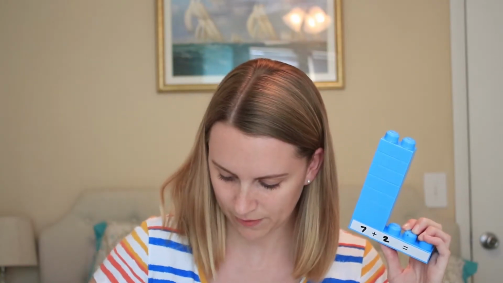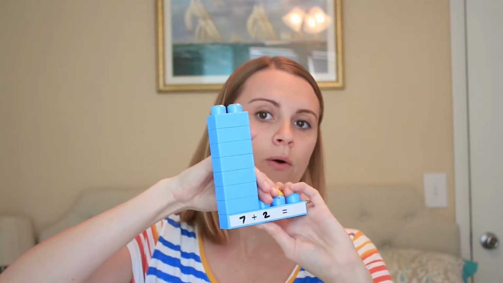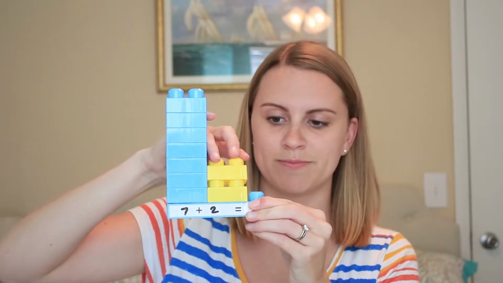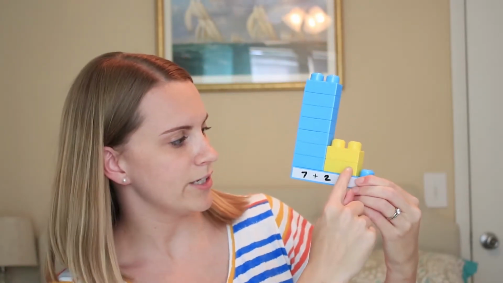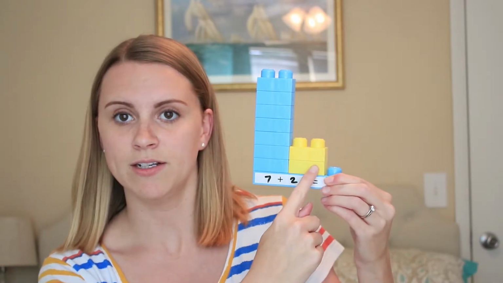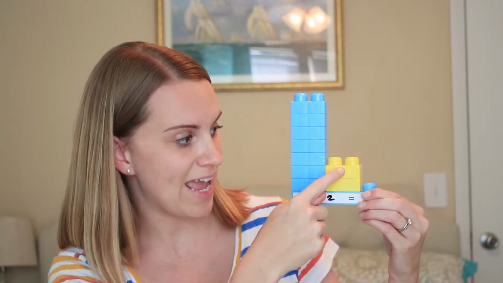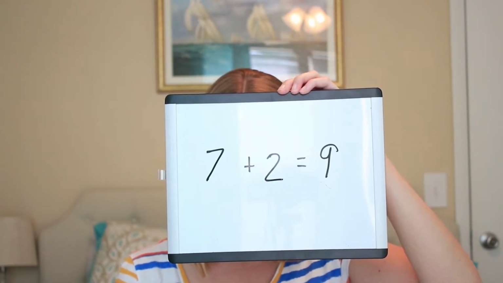So let's add the 1 and 2. So now I have 2 over here. So there's 7 here and 2 over here. So what do we need to do next? We need to add them together, don't we? So that means we need to count all of them together. 1, 2, 3, 4, 5, 6, 7, 8, 9. So our answer is 9. 7 plus 2 equals 9. So write the number 9 down. 7 plus 2 equals 9.